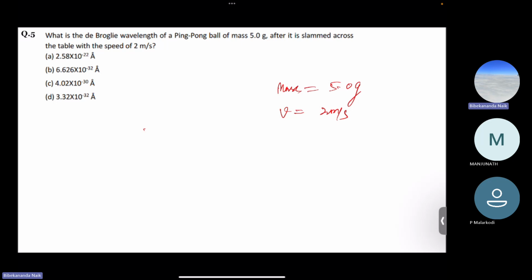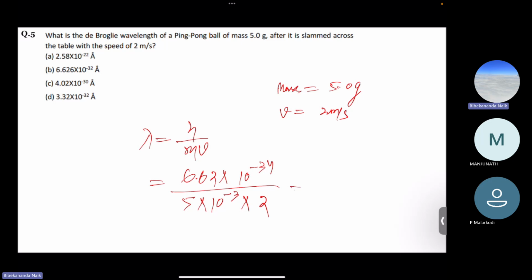So according to the non-relativistic case, we know lambda is given by h by mv. We know the value of h. h is 6.62 into 10 to the power minus 34, divided by m. m is 5 gram, so to convert it into kilogram, we multiply by 10 to the power minus 3, then 2 meter per second. So it is 6.626 into 10 to the power minus 34. The 5 into 2 is 10, so it will be 10 to the power minus 2. 10 to the power plus 2 in the denominator, so it will be 10 to the power minus 32.